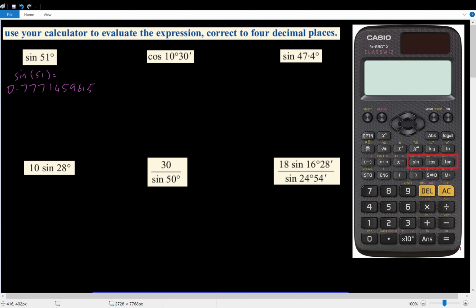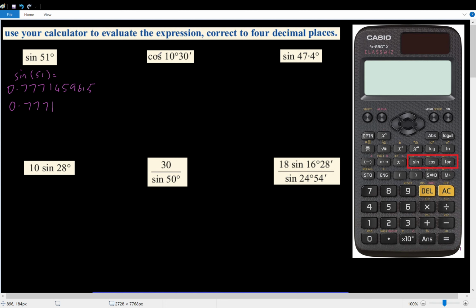What our calculator will tell us is that the value for that is 0.7771459615. But we're going to round that off to 4 decimal places just to make this a little bit neater. So it's going to be 0.7771. And that is the sine of 51 degrees to 4 decimal places. And that's relatively straightforward to begin with. But this next one's a little bit different.